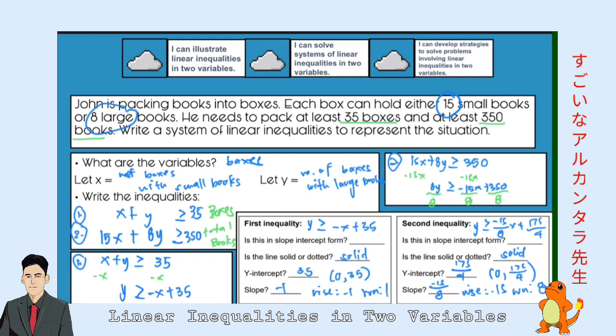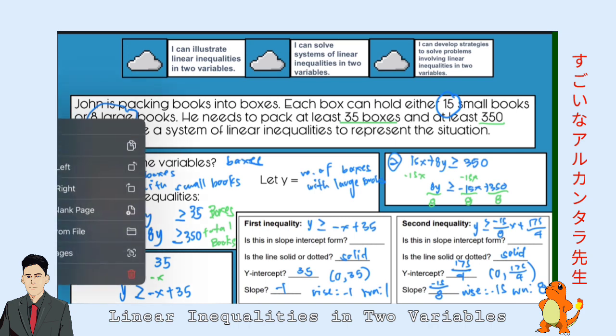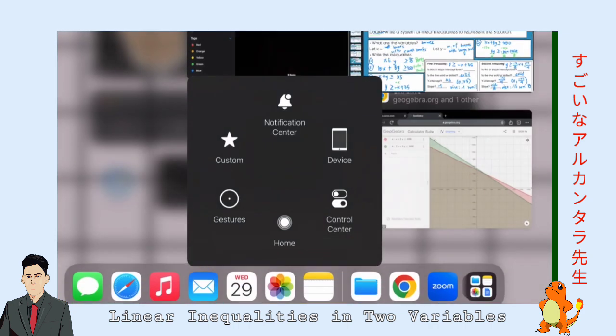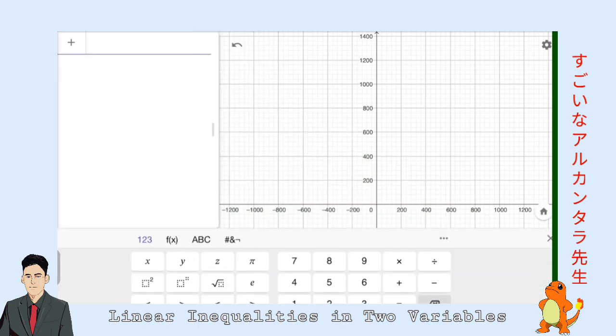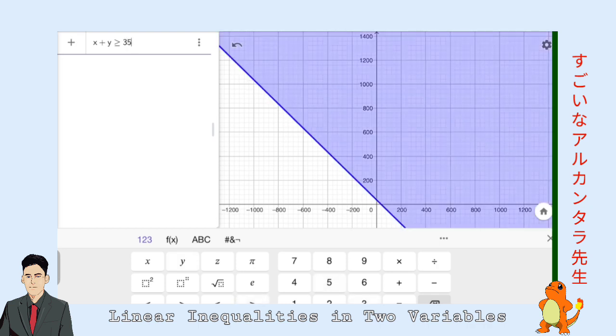So since this is the last example, let's try to graph it on the Cartesian coordinate system. So let's do that. Okay. I hope I still remember it. Wait, let me just erase it. So our first one is x plus y greater than or equal to 35. And then the next one that we have is 15x plus 8y greater than or equal to 350.